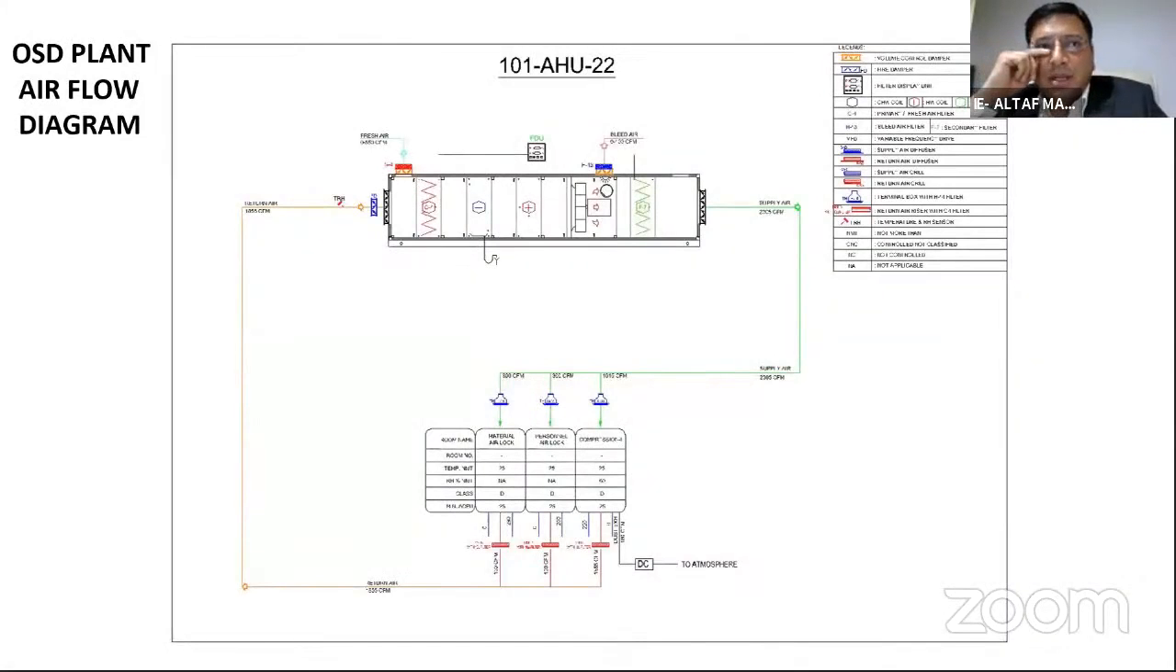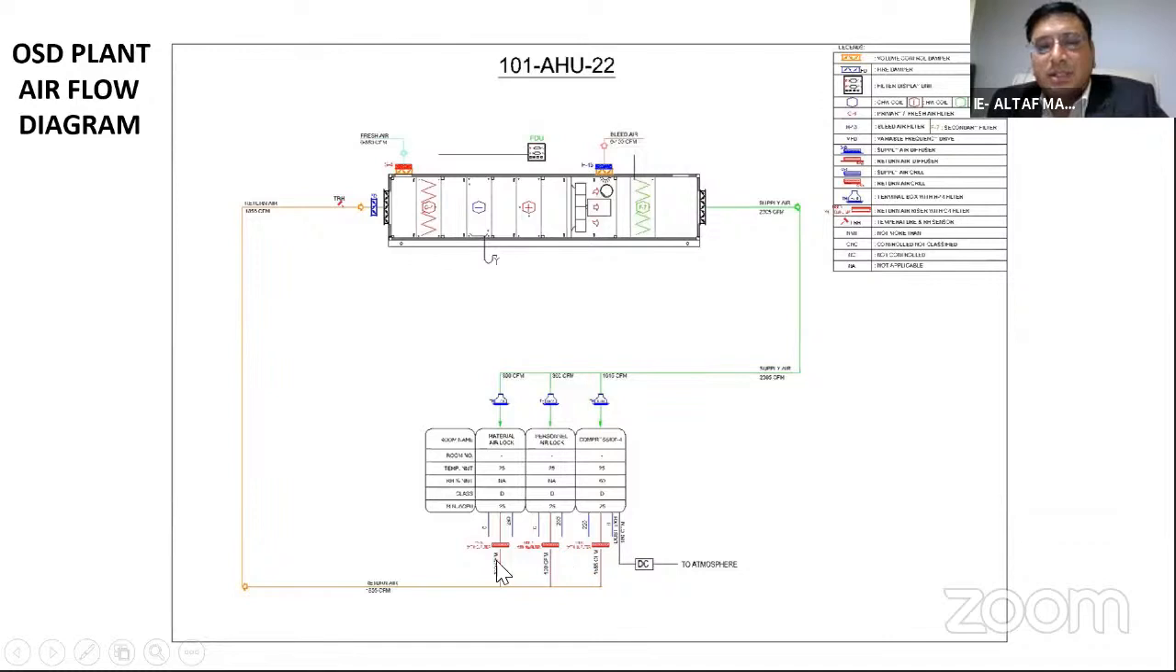This is a typical airflow diagram, schematic diagram for an oral solid dosage plant. Now, this particular drawing will show you how many types of filtration are used in any OSD. So there will be fresh air and return air inside the AHU that will have primary filtration of 10 micron. Then secondary filtration will be of 3 micron, and terminal filtration, which we call the first quality of air, will be 0.3 micron.